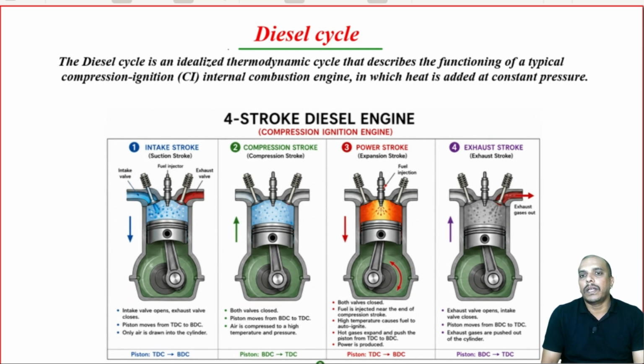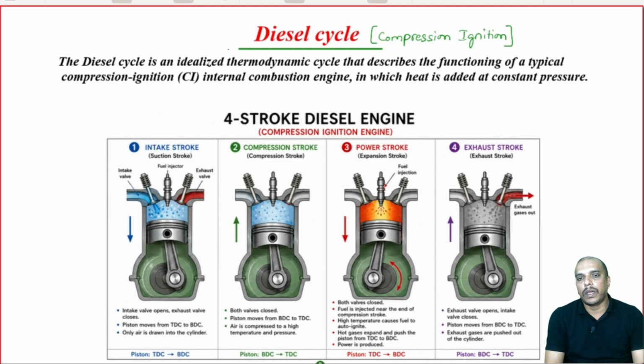So, it is also called the compression ignition engine, or the cycle is also called the compression ignition cycle. Compression ignition, because the ignition here is happening by compression. All right. So, the diesel cycle is an idealized thermodynamic cycle that describes the functioning of the CI engine, in which heat is added at constant pressure.